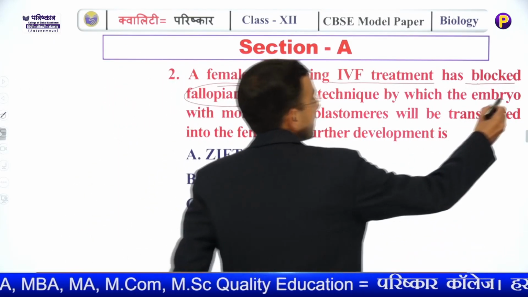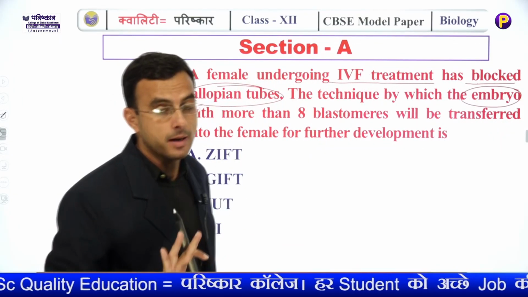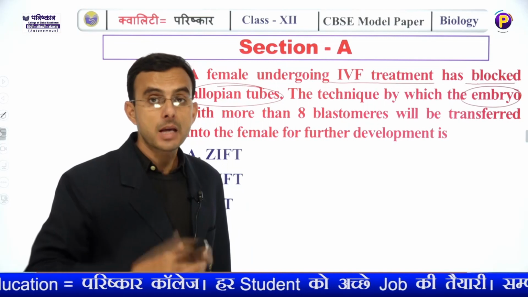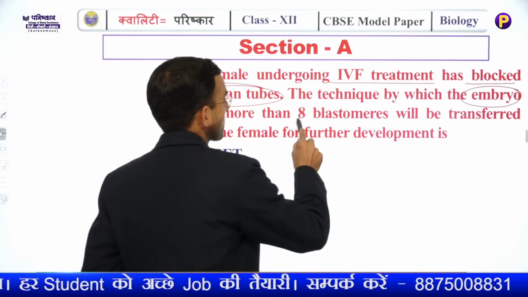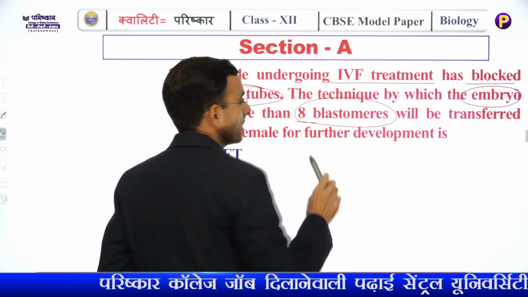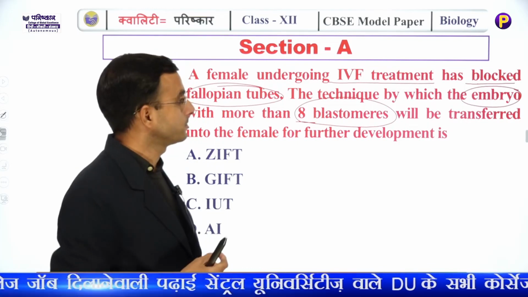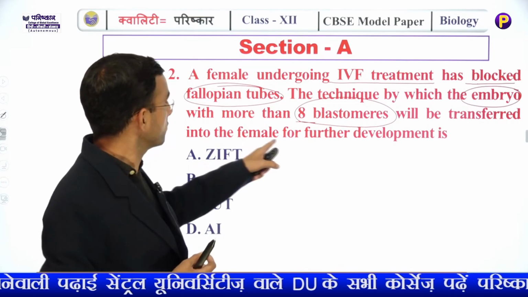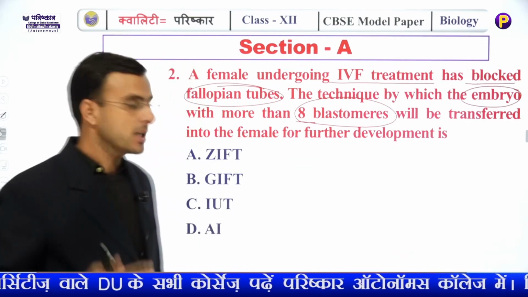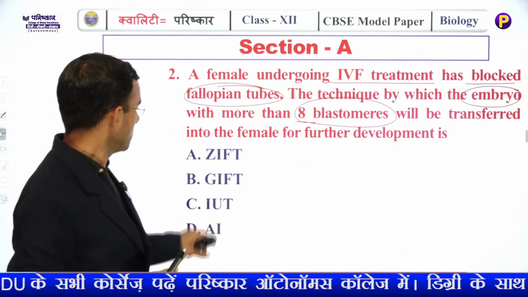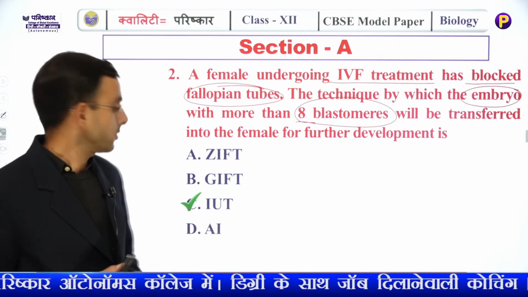So where blocked fallopian tubes are found, we are transferring a complete embryo. There is no transfer of cells or gametes; there is transfer of an embryo with more than 8 blastomeres. That means the initial development is started outside, and the embryo is transferred into the female for further development. So which stage do we have to transfer? That is the correct answer, and it is IUT, intrauterine transfer.